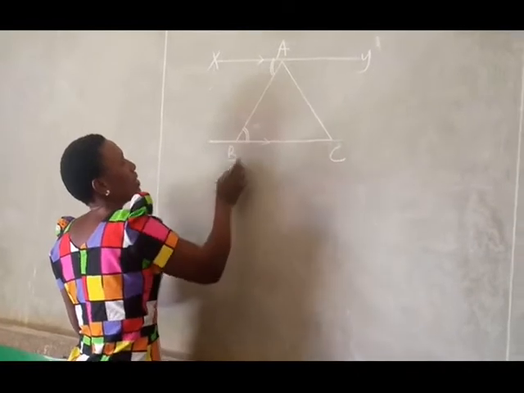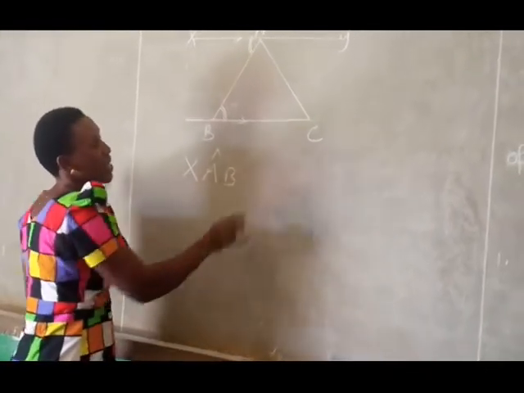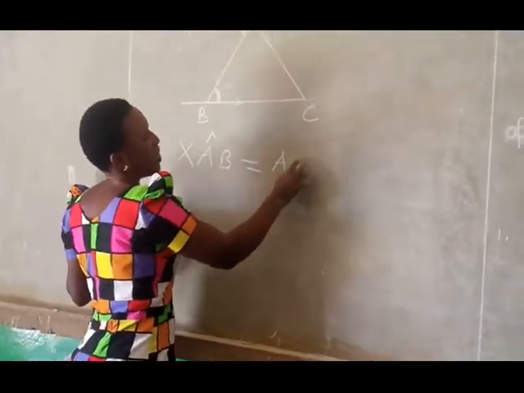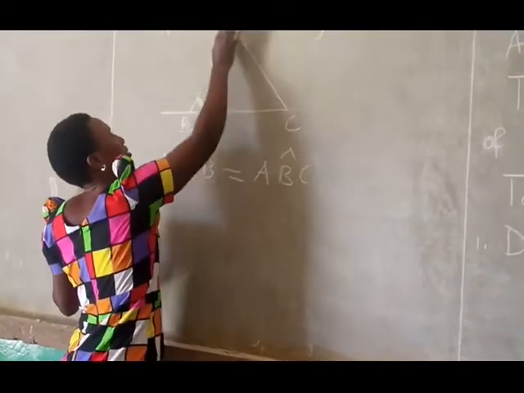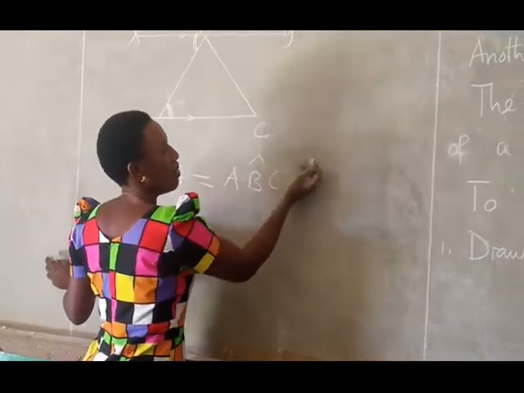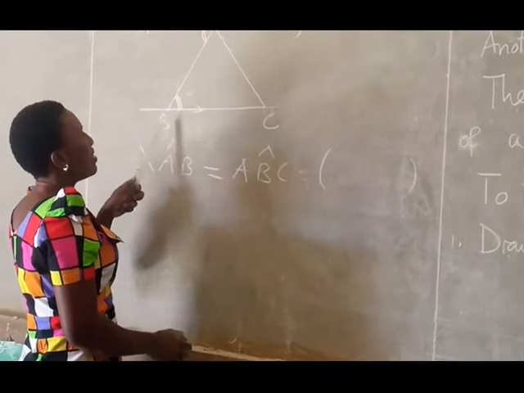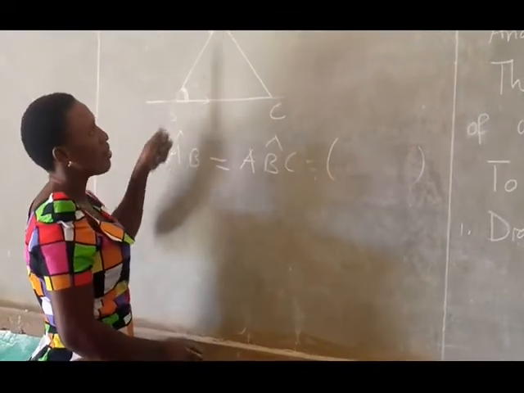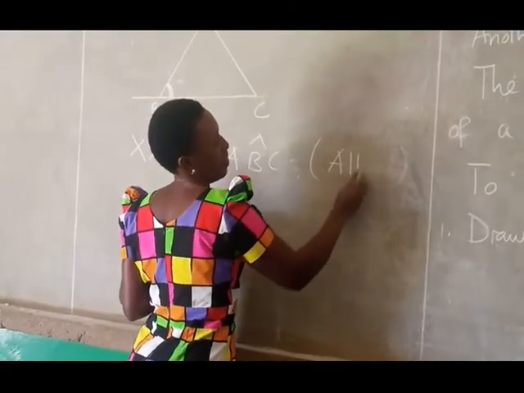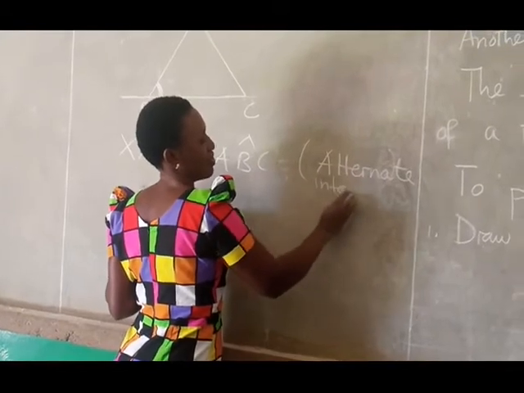For example, this we can call angle XAB is equal to angle ABC. These are equal angles. Why are they equal? We write some statement here. They are equal because these are alternate interior angles.